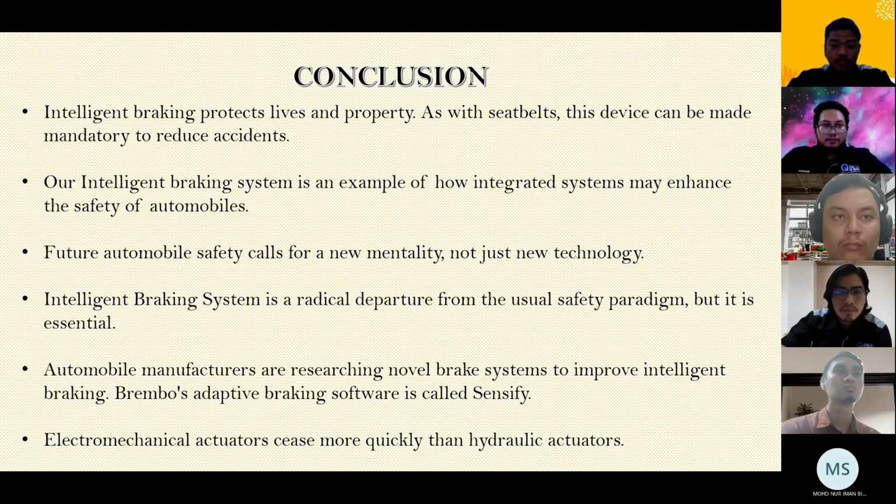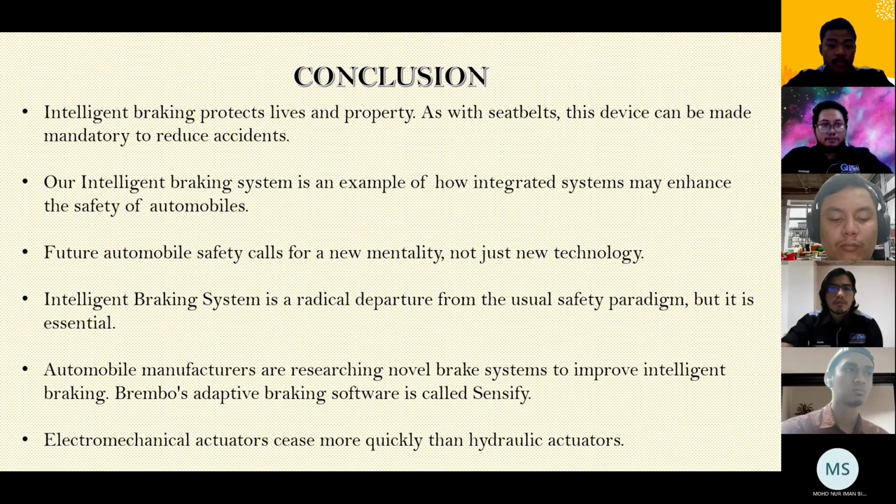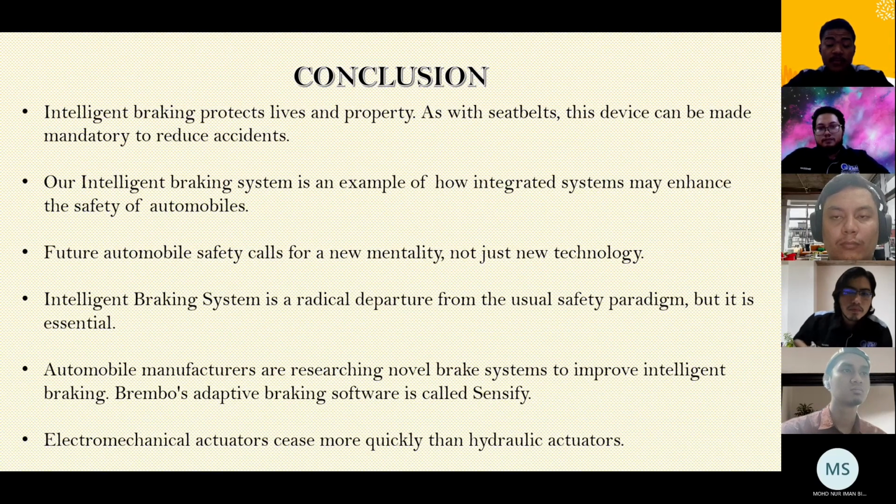Okay, for the conclusion, intelligent braking protects life and property. As we said before, this device can be made mandatory to reduce accidents. Our intelligent braking system is an example of how an integrated system may enhance the safety of automobiles. Future automobile safety calls for a new mentality, not just new technology. Intelligent braking system is a radical departure from the usual safety paradigm, but it is essential.